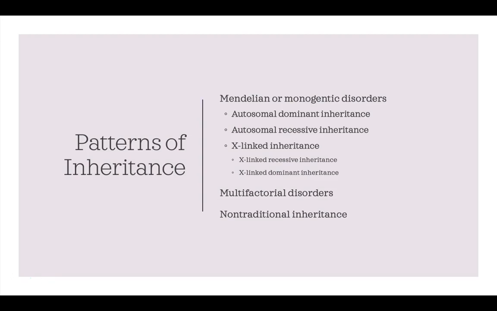So looking back at our patterns of inheritance, there's also multifactorial diseases, which are caused by a combination of the effects of multiple genes or by interactions between genes and the environment. Some examples are Alzheimer's disease, heart disease, and hypertension. We also have non-traditional inheritance, and this does not follow the classical Mendelian laws regarding equal contribution from both parents. We don't get too much into these types of inheritance, but just know the definition of them.